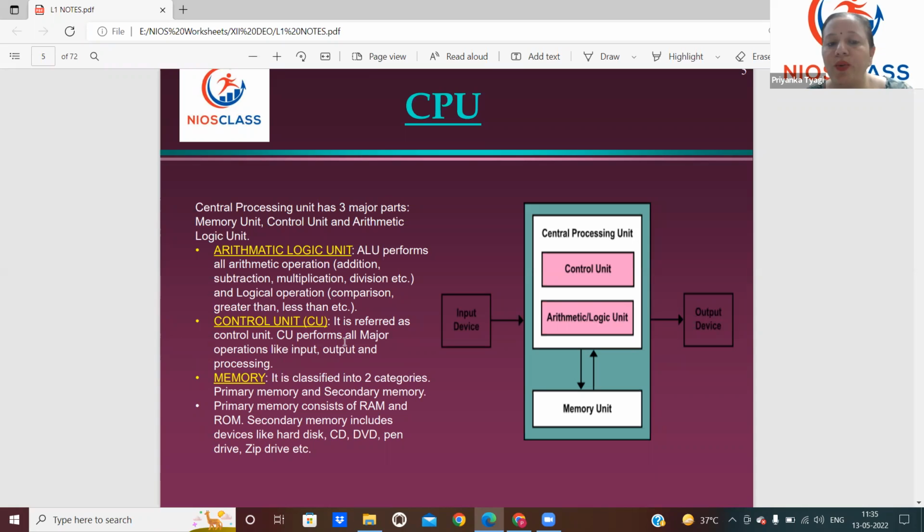Now next is the control unit. It provides overall control over the devices. If I take the example of a desktop computer, it has a monitor, keyboard, mouse, and CPU. These are the major devices which comprise a computer. So overall control is provided by this part of the CPU, that is the control unit.